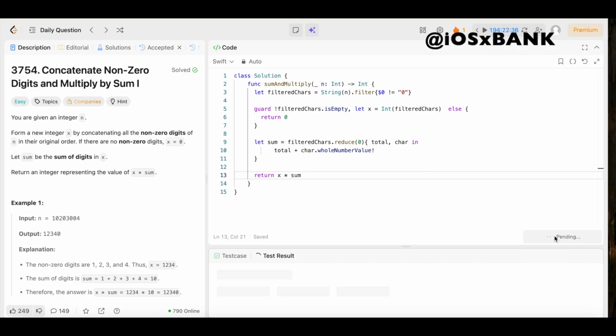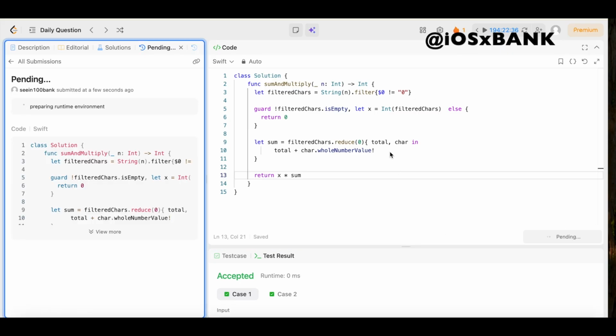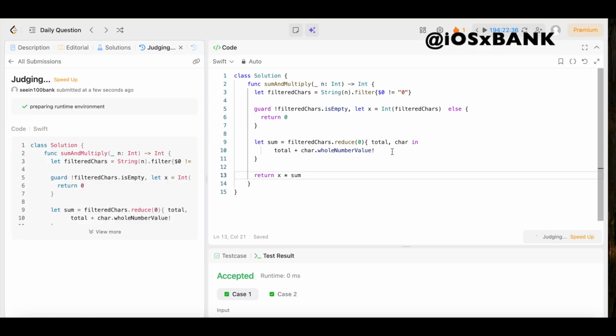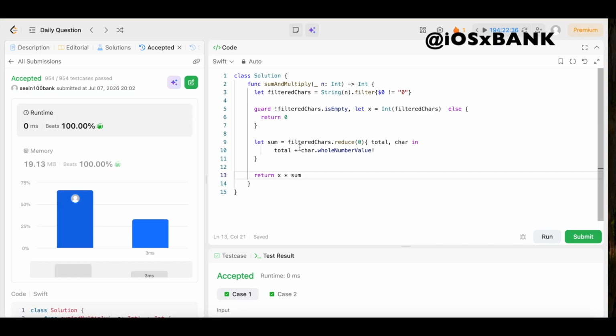So let's give it a run. Make sure it runs properly. Now let's go ahead and submit it. Make sure it's still accepted after we submit it. And look at that, 0 milliseconds beats 100% of users. That's what I'm talking about. That's what I'd like to see.